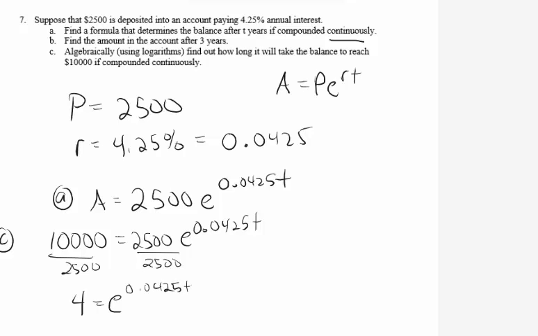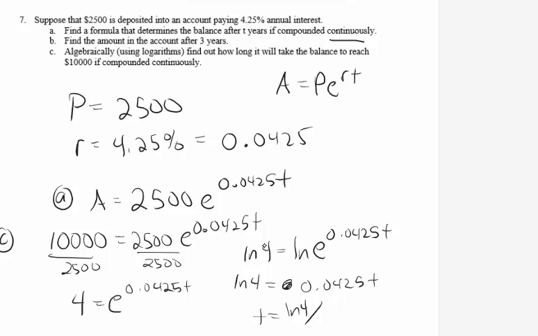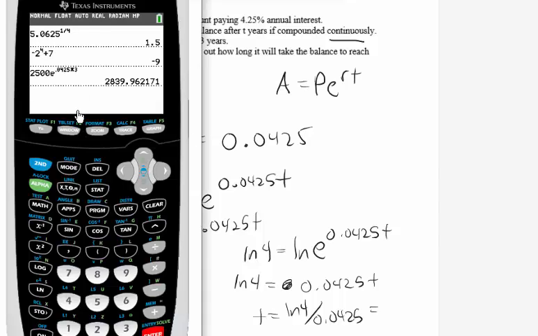0.0425t. And then we'd take a logarithm of both sides. Because it's e, I'm going to use natural log, and I get natural log of 4 is equal to the natural log of e to the 0.0425t. Natural log is base e, so these wipe out, and I get natural log of 4 is equal to just the power, 0.0425t. And then divide, and we'll have t is the natural log of 4 divided by that decimal.